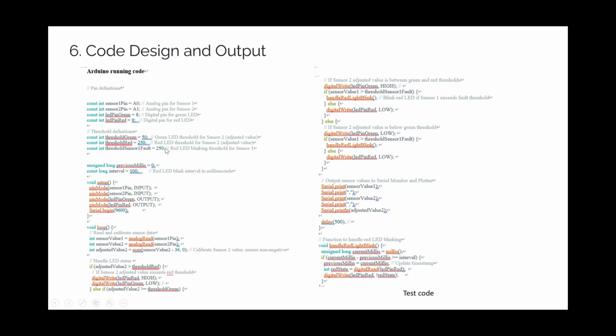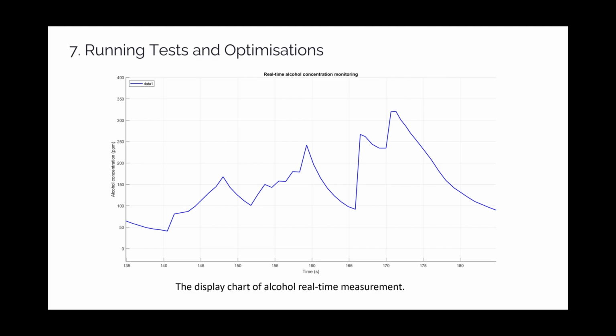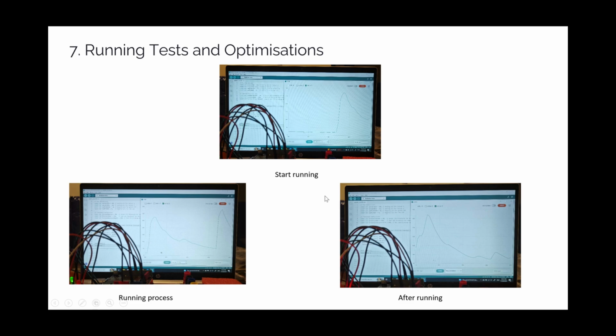For Sensor 1, when its actual output exceeds 250, the red LED flashes, indicating the system is not ready to work. We conduct testing using 70% alcohol samples. The sensors display real-time measurement data on the computer, and the LED lights function as per the pre-programmed logic. The data clearly shows the temperature during testing and the system's behavior across the three phases.